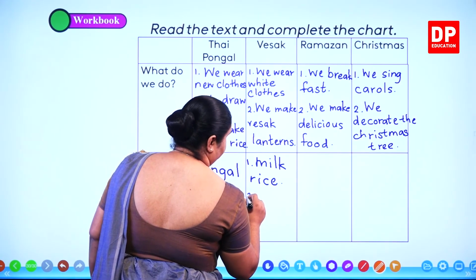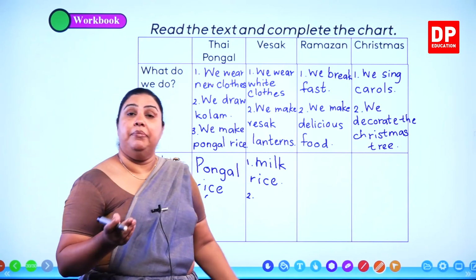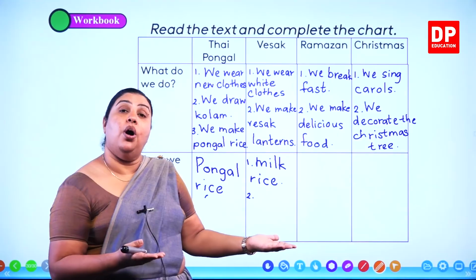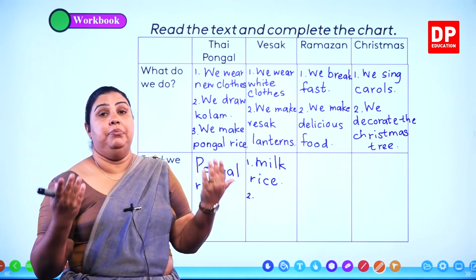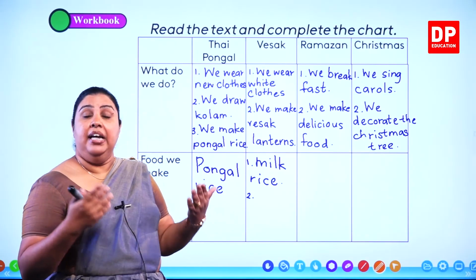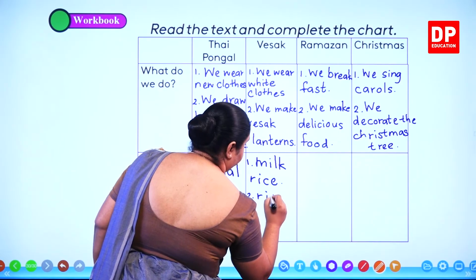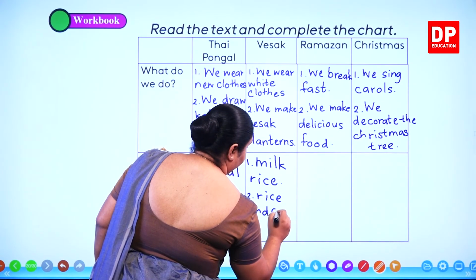You can make milk rice. Then you can maybe say you can make something for the dane, for your alms giving. You can give any dane that you like. Maybe you will make rice and curry, and you can give the dane. So you can say rice and curry. But we don't eat any fish or meat on that day.